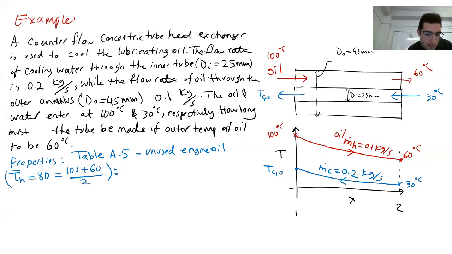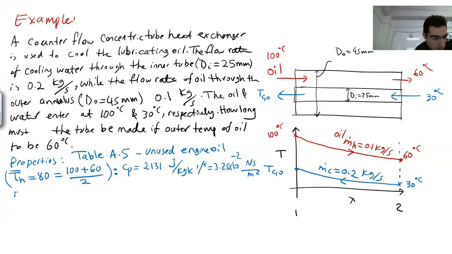So for this particular fluid, you can get Cp equal to 2131 joule per kilogram Kelvin. Viscosity of 3.25 times 10 to the negative 2 Newton second per meter square. Thermal conductivity of 0.138 watt per meter Kelvin.